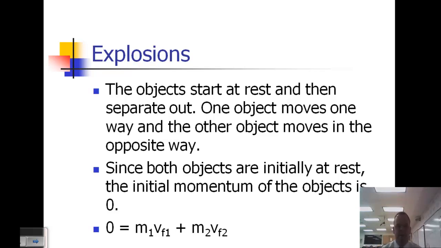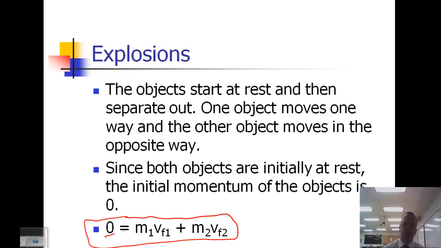So we can rearrange this equation this time as 0 equals m1 v final 1 plus m2 v final 2, because we know that the two objects have 0 momentum to begin with, and then the two momentums added together still must equal 0 due to the law of conservation of momentum. So let's look at a couple examples of these.